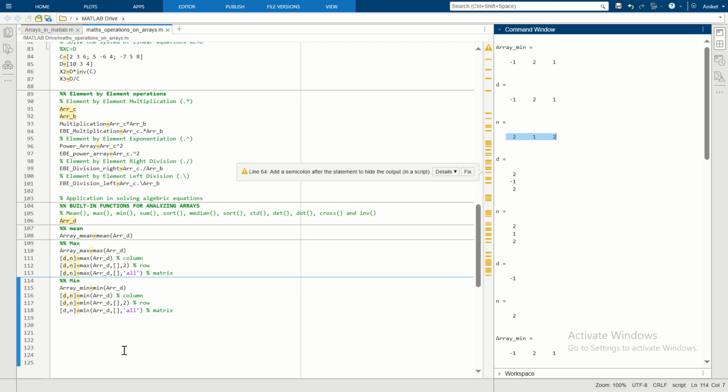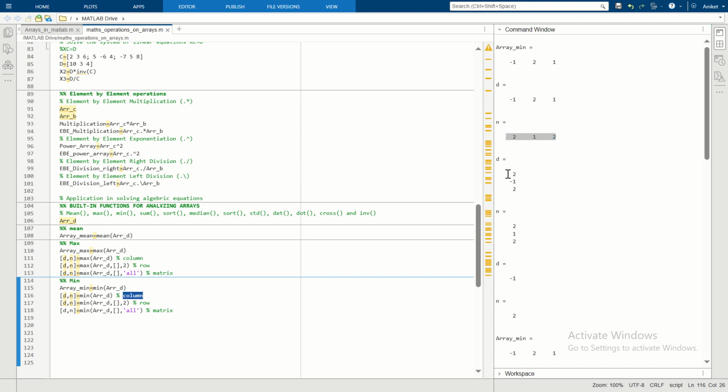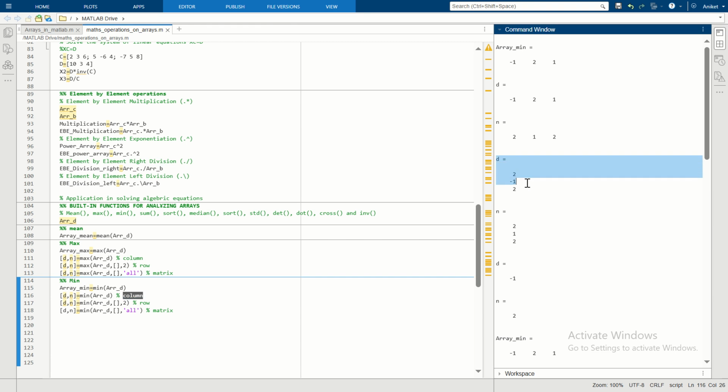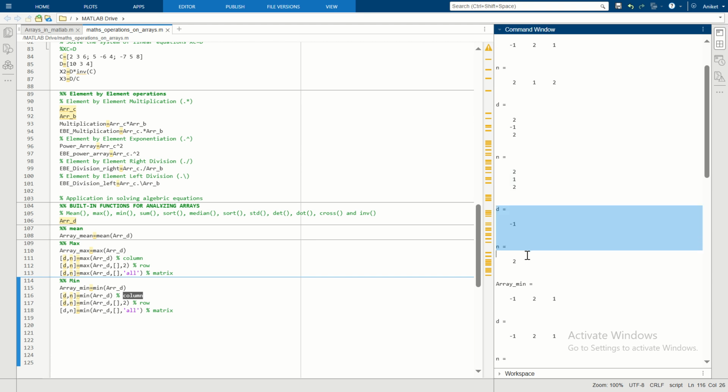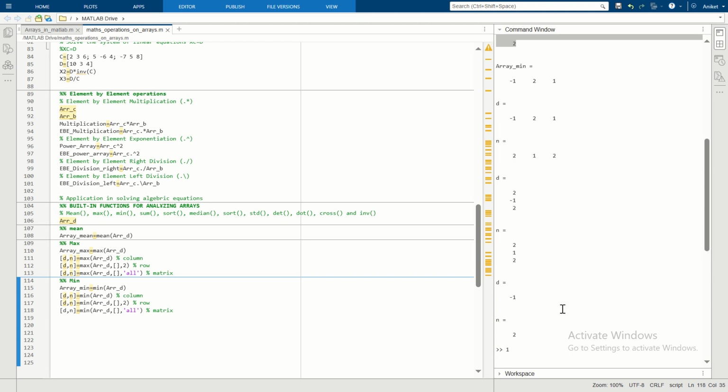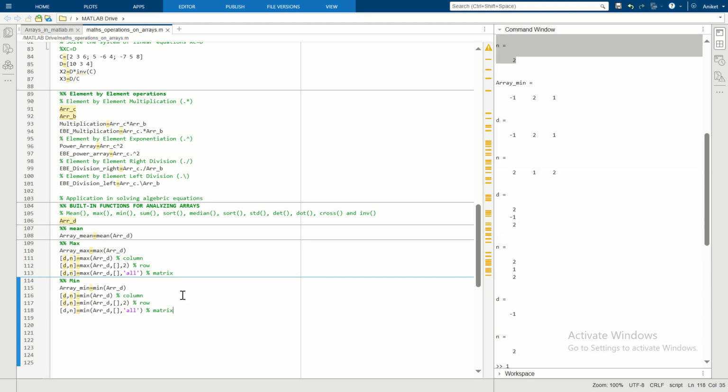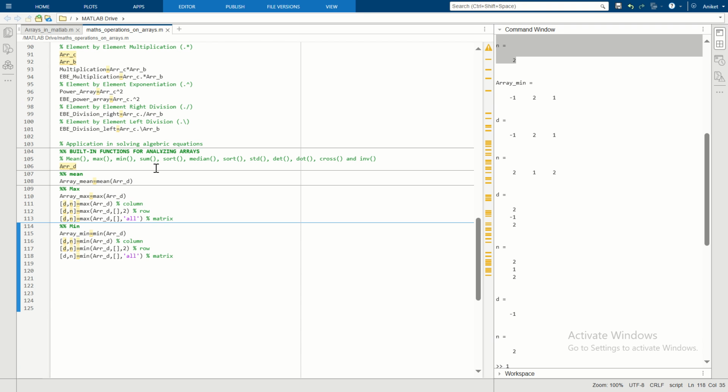Now here we have performed column wise. Now we have row wise: 2, minus 1, 1 and the corresponding numbers, and from all we have this thing. So that's it for minimum. Then you can perform the sort operation.